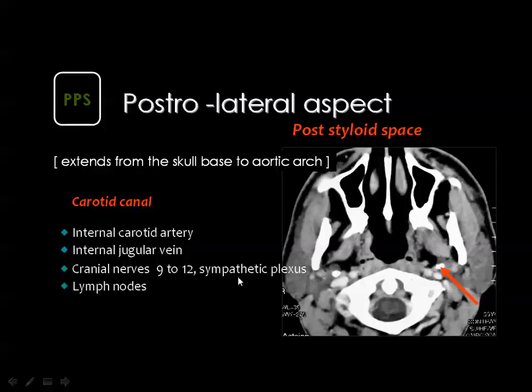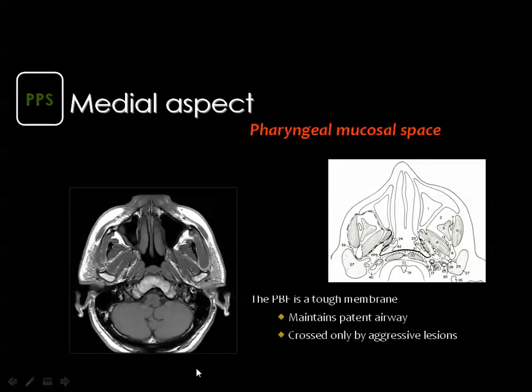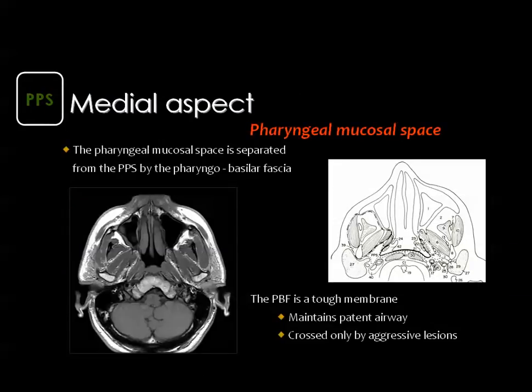And you remember that the nerves are not usually seen. Lymph nodes are not seen unless they are enlarged. But you should remember that these are the contents because the pathology will arise from these contents, as we will see. Then we come to the medial aspect.